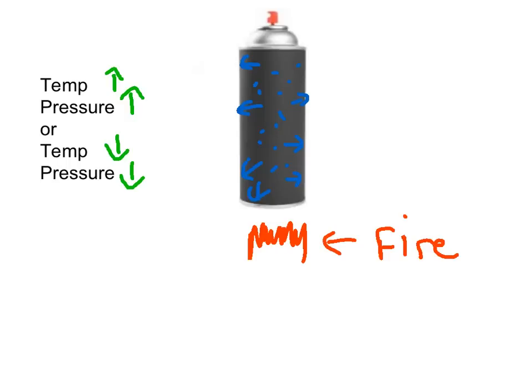Now this works the opposite way also. If temperature decreases, then the pressure will decrease. And again, because temperature is a measurement of the average speed of the particles, that would make sense because they're moving slower, and so they're hitting the inside of that container less frequently, and so the pressure on that container is going to drop. And so again, this is a direct relationship, just like Charles's law was a direct relationship.